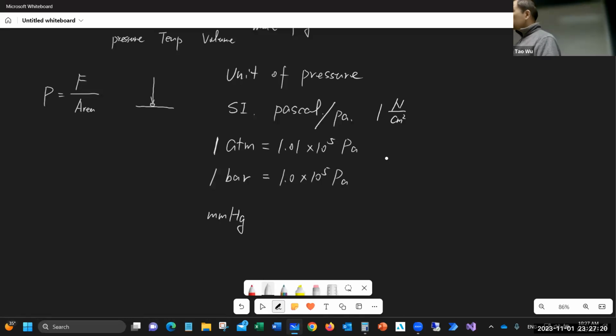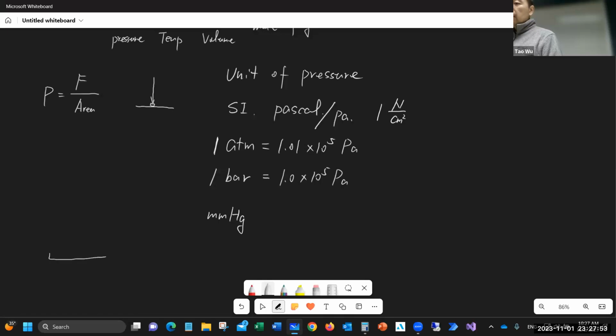This is an old unit from the 1800s, originally coming from Britain. So what happened? The scientists tried to determine the pressure in the air.